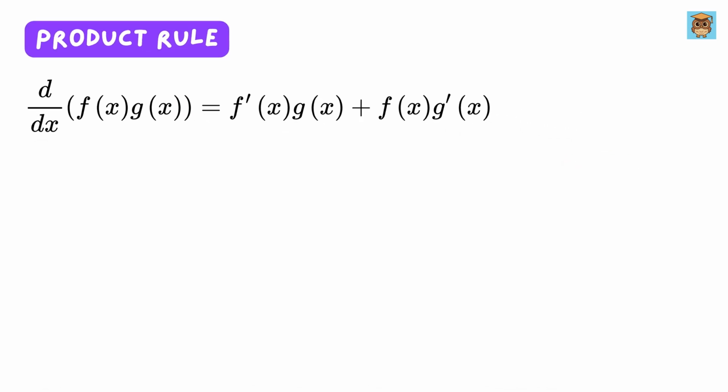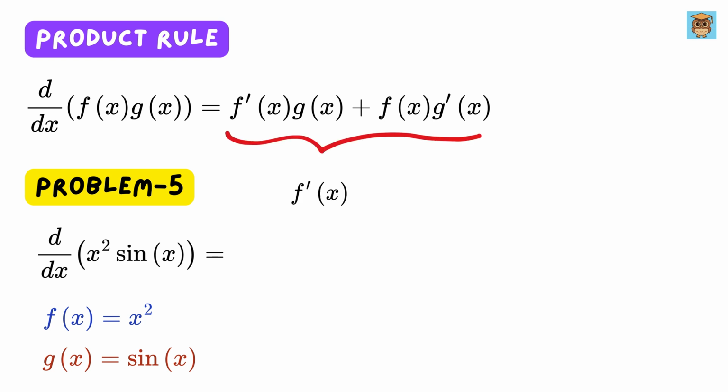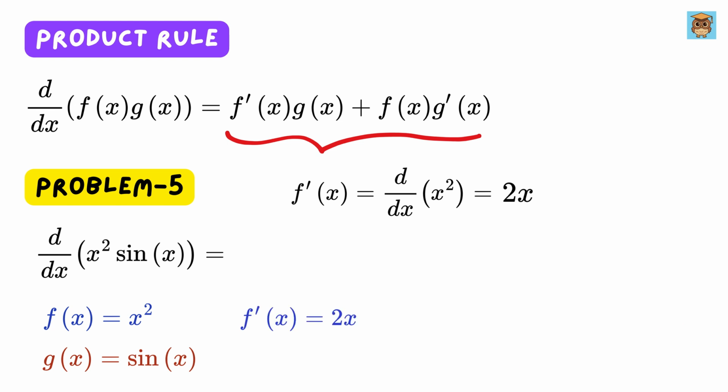Awesome! Let's find the derivative of x squared times sine of x using the product rule. Here we have two functions. f is x squared and g is sine of x. The product rule tells us that the derivative of f times g is this, right? So, first we differentiate f, which is x squared. The derivative of x squared is 2 times x, so f prime is 2 times x.